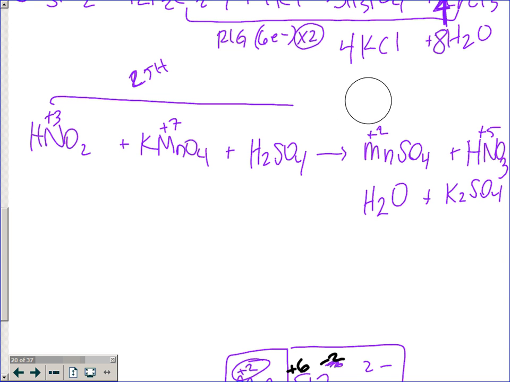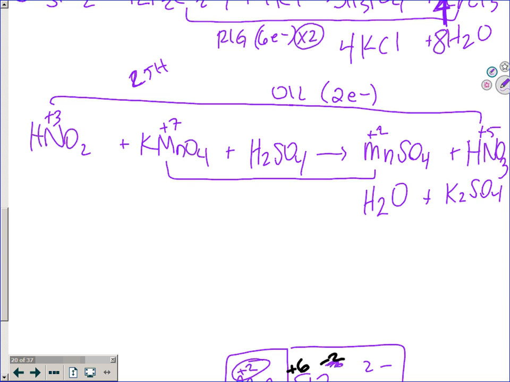what? Say again. 3 plus to 5 plus. Oxidizing by how many? 2 electrons, and then our permanganate is changing by, so it's gaining 5 electrons, right? Reduction is gaining 5 electrons.